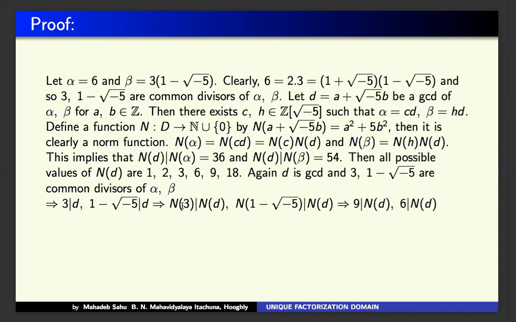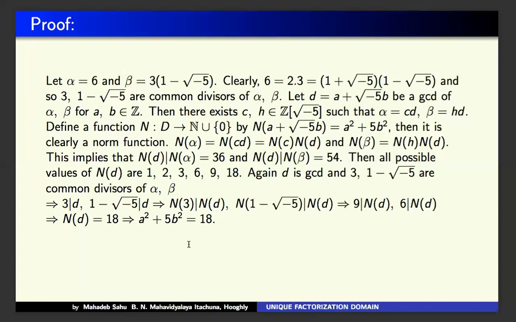So again apply the N function, the norm function. Then we get that N(3) divides N(d) and N of 1 minus root minus 5 divides N(d), that means 9 divides N(d) and 6 divides N(d). As N(d) has values 1, 2, 3, 6, 9, 18, and 6 and 9 both divide N(d), the only value left satisfying all these conditions is N(d) equal to 18.